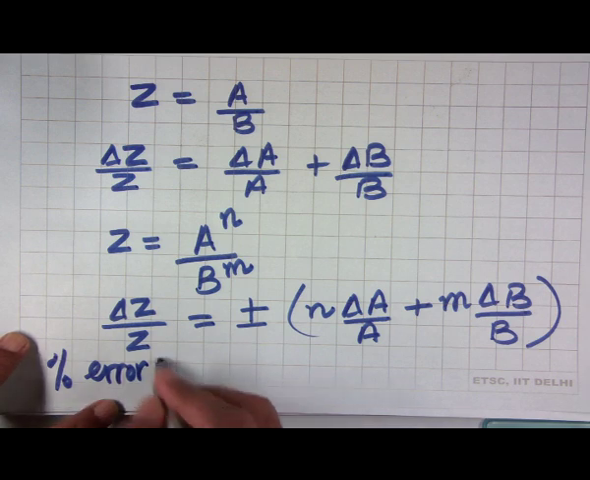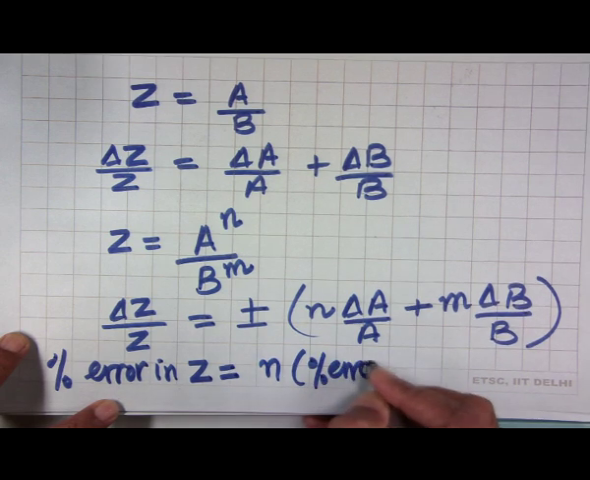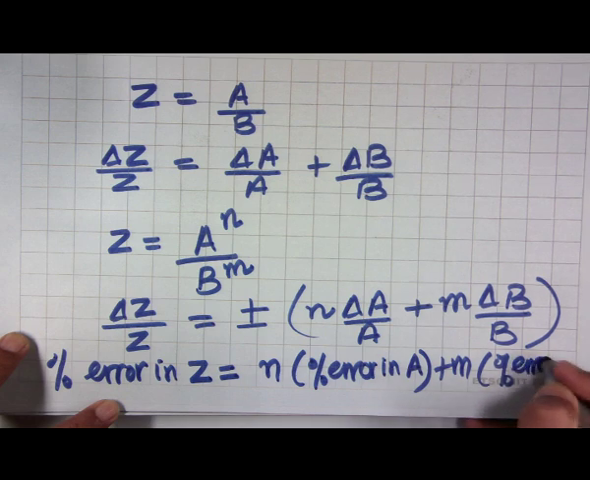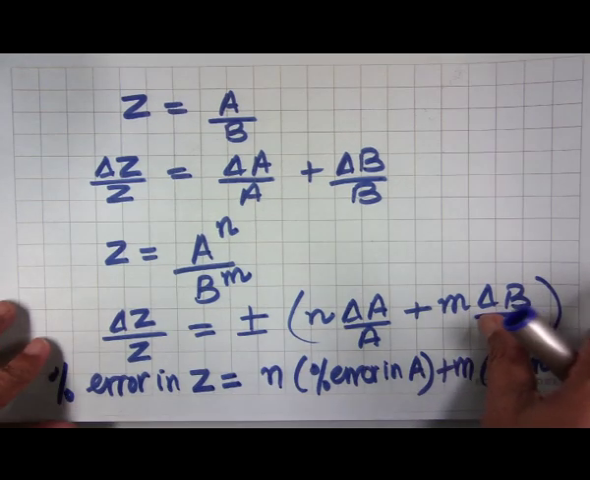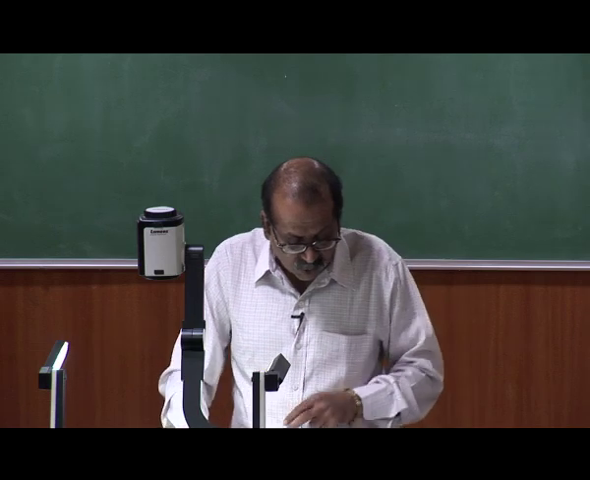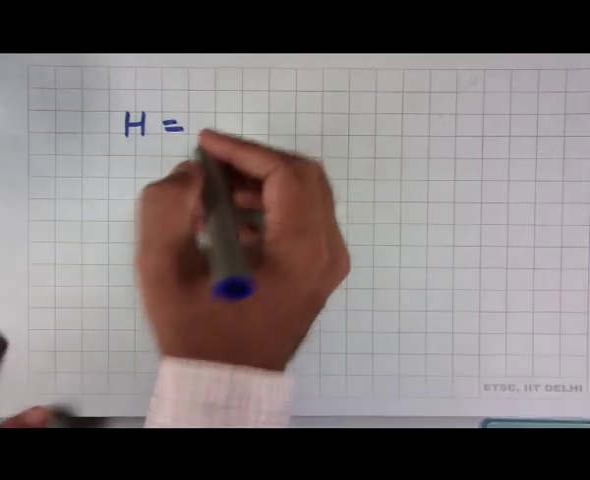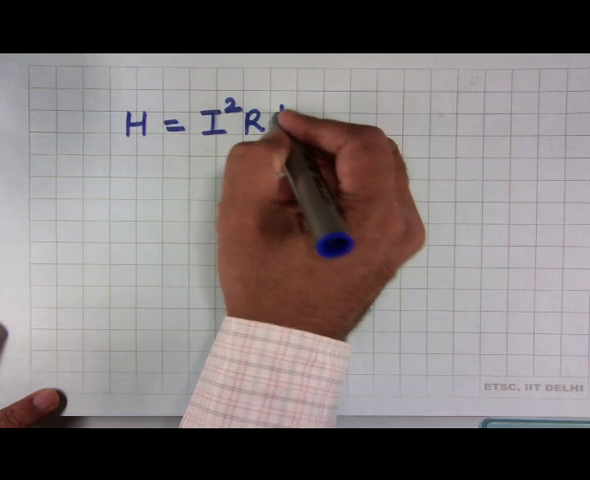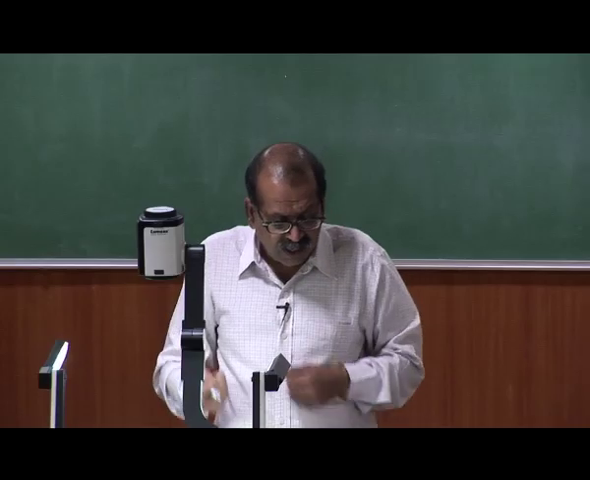So, we will say percentage error in Z is equal to n times percentage error in A plus m times percentage error in B. So, these are the formulas we will use when we have to find the errors of products and divisions. And let us take a small example. The heat generated in a wire where a current of I amperes is flowing and whose resistance is R is given by I square R times T. Power is equal to I square R, and when we multiply it by T, that gives us the total heat.